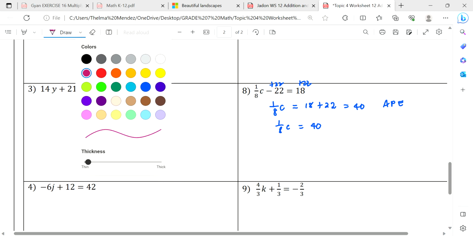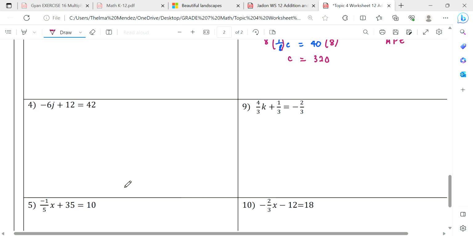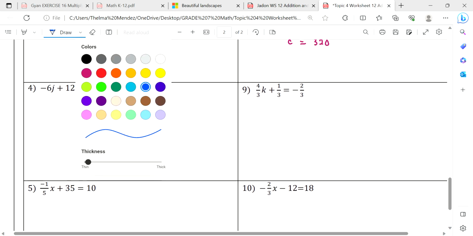Next, we're going to perform the multiplication property of equality. So the reciprocal of 1/8 is 8. Whatever we do to the left, we do to the right. So the answer here: 8 times 1/8 is 1, 1 times c is c, and then 40 times 8 is 320. Now for number 9, again we do the addition property.